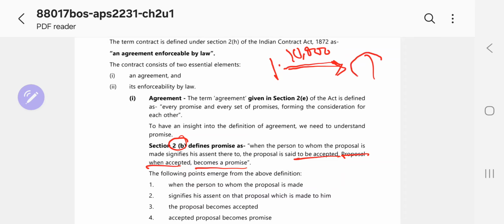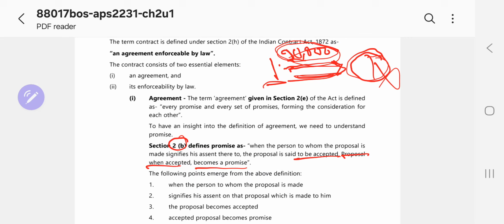If this party agrees with this party or accepts his proposal, saying okay, I will receive this 10,000 rupees and I will deliver the laptop to you, then when he accepts this proposal, that proposal becomes a promise. If he rejects this proposal and says no, I don't want 10,000, I want 20,000 rupees, then this is not called a promise. But when he agrees to 20,000 rupees, then that is called a promise.